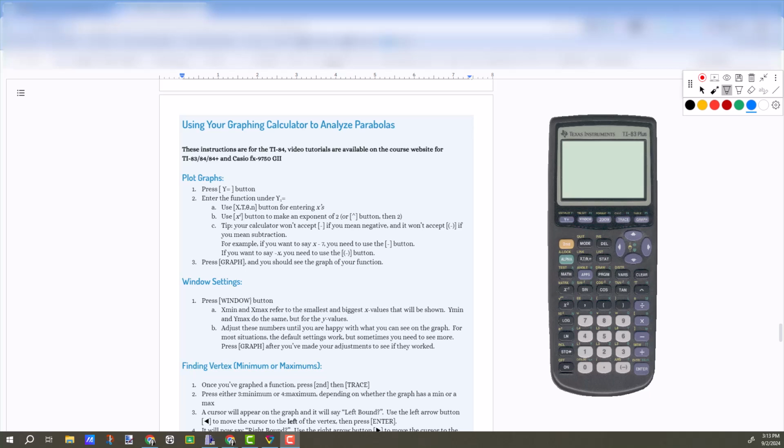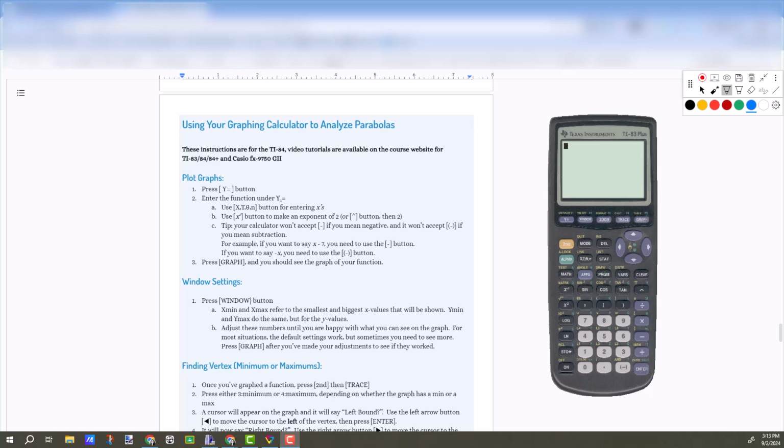Okay, now let's move on to do some calculator work. In this course, you will need an approved calculator. Some of the more popular versions are the TI 83, 83 plus, 84, or 84 plus. And the other one that I see quite a bit of is the Casio FX 9750.